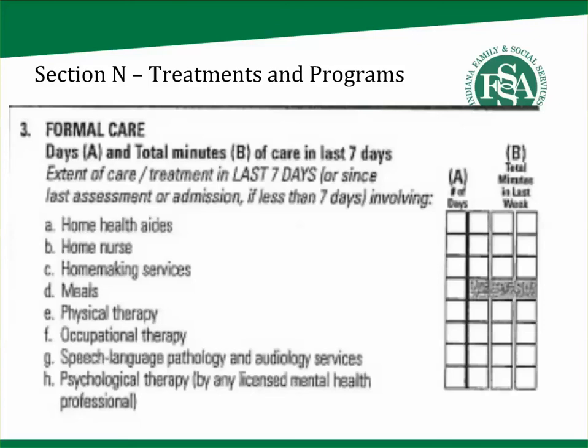So when you can see the list here, home health aides and home nurse, homemaking services, meals, physical therapy, occupational, speech, and psychological therapies that your client could potentially be using. And when you're collecting this information, you're collecting the number of days. So if it's 1 day throughout the last 7 days or every single day, you capture that. And then you capture the accumulative minutes throughout those days.